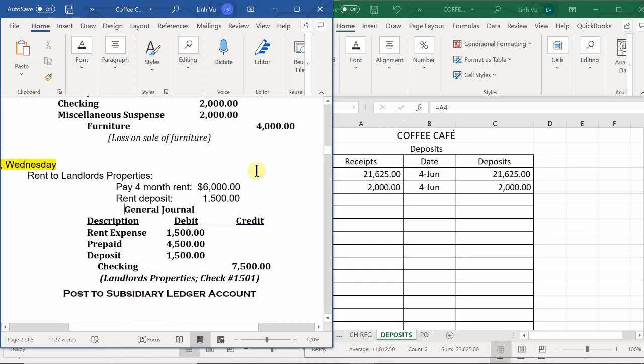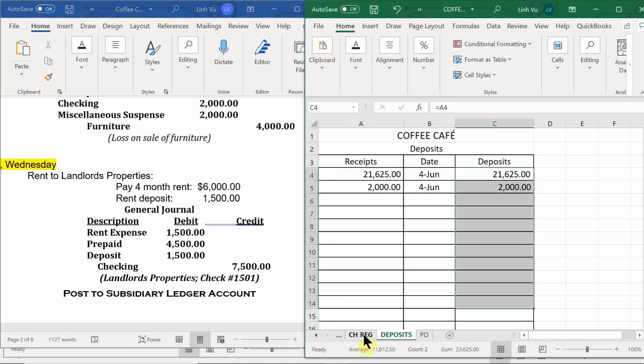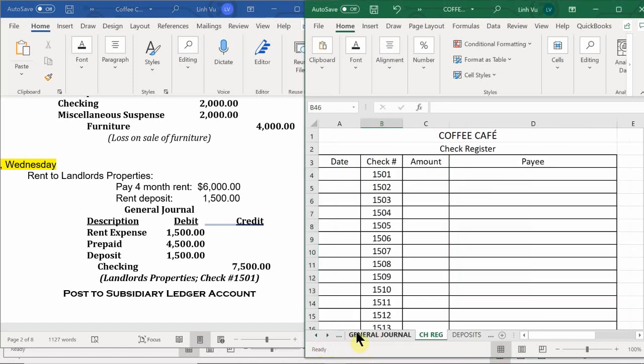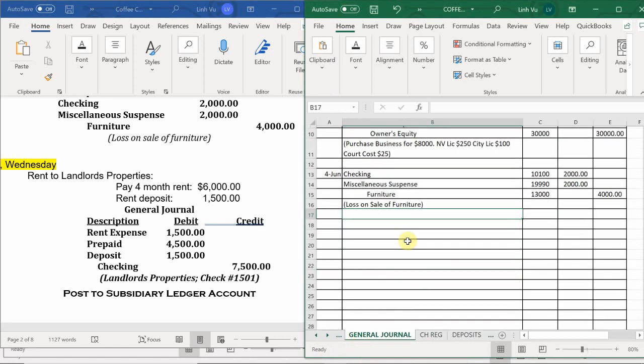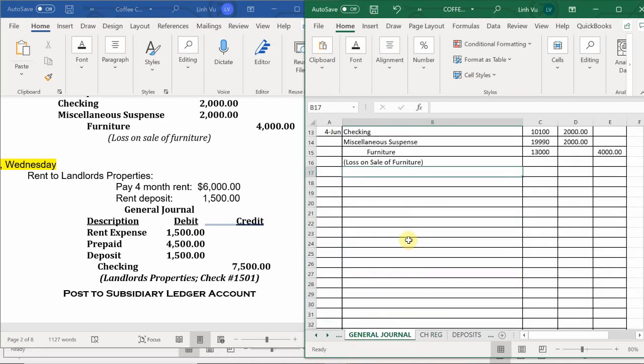We paid Landlord Properties for 4 months' rent. So in this case, we decided to pay for rent. Now, again, let's take a look at this. This landlord, Landlord Properties, we paid a total of 4 months in advance for rent. And here they, of course, as most places do, require a rent deposit.